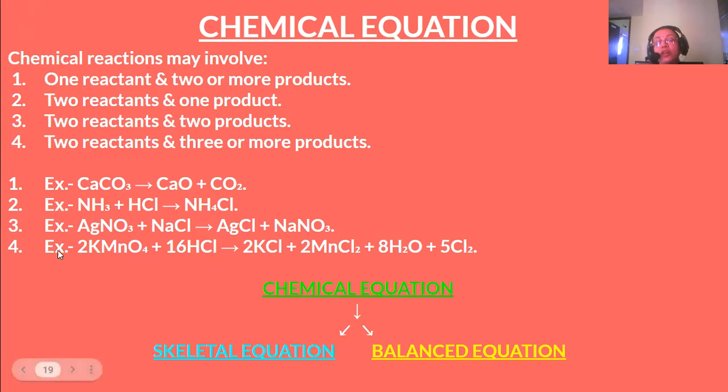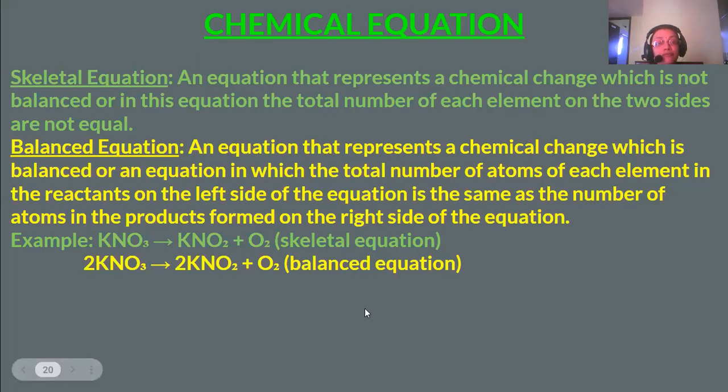But if we write the equation just after reading the word equation, like this, KMnO4 plus HCl gives us KCl, MnCl2, H2O plus Cl2, without writing the numbers like 2, 16, 2, 2, 8, 5, then this becomes a skeletal equation. Now I'll discuss what exactly we mean by skeletal and what exactly we mean by balanced equation. That is the difference between them.